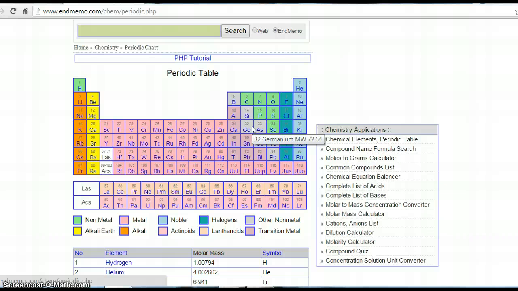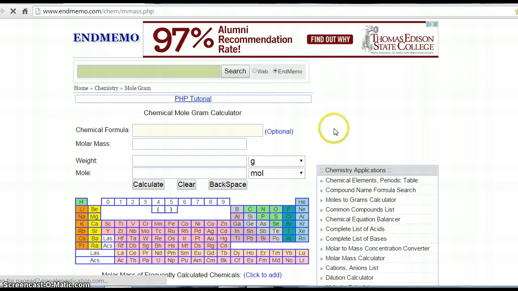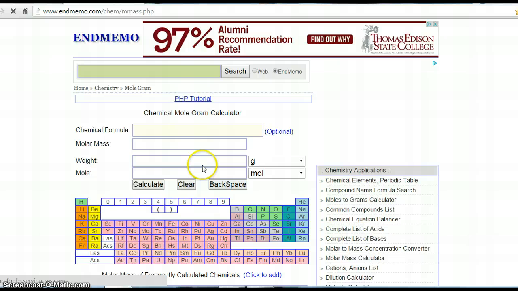Now, on the table, the elements are abbreviated with chemical symbols. But if I move my pointer to an element, I'm provided with the element's full name. For example, I've got phosphorus here, and the chemical symbol is P. The reason why I like this interactive website is because of this feature right over here. Let me click on the moles to grams calculator. This is the moles to gram calculator you are now viewing.